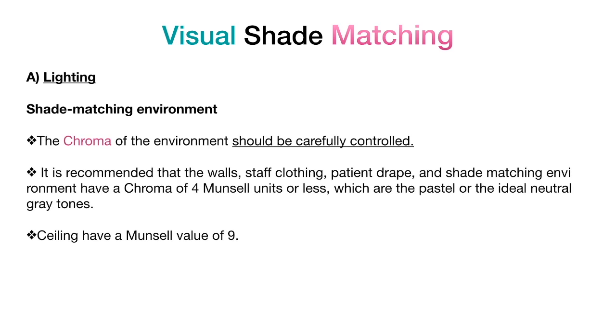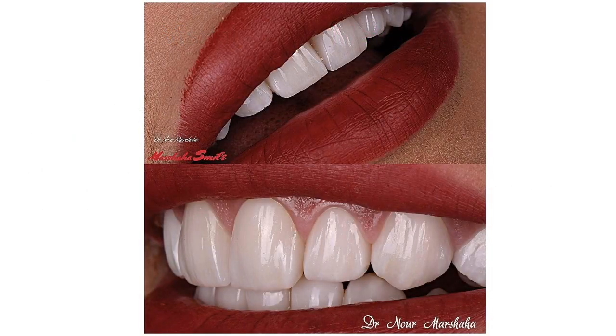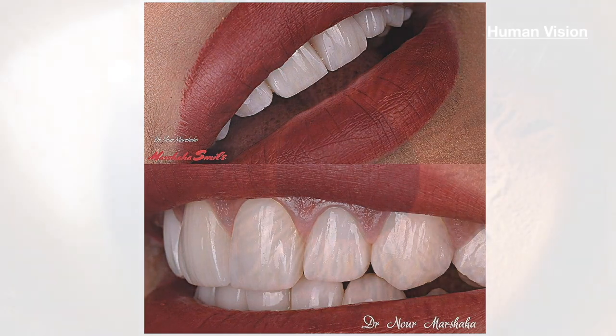Shade matching environment: all of us understand that the chroma of the environment should be carefully controlled, okay? So we have to remove lipstick, and take care of the walls, staff clothing, and the patient's drape. The shade matching environment should have a chroma of 4 Munsell units or less, which are the pastel or ideal neutral gray tones. When you make a good color replication, you will make a piece of art in your cases.